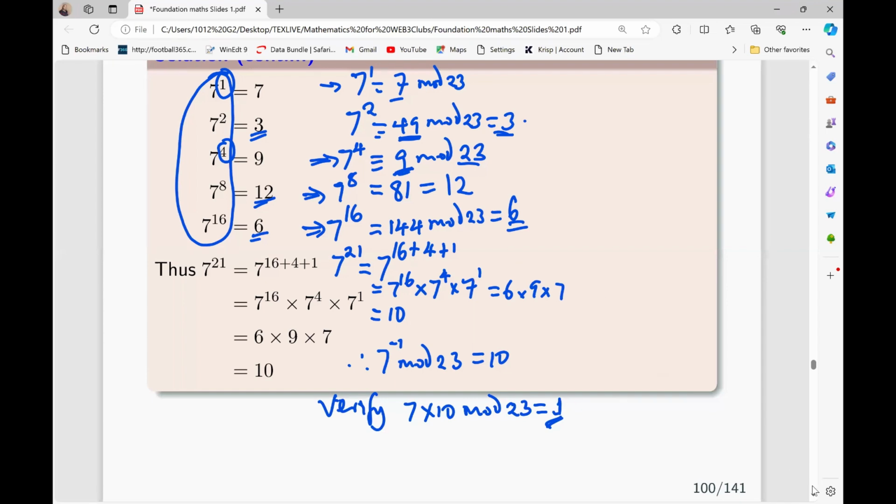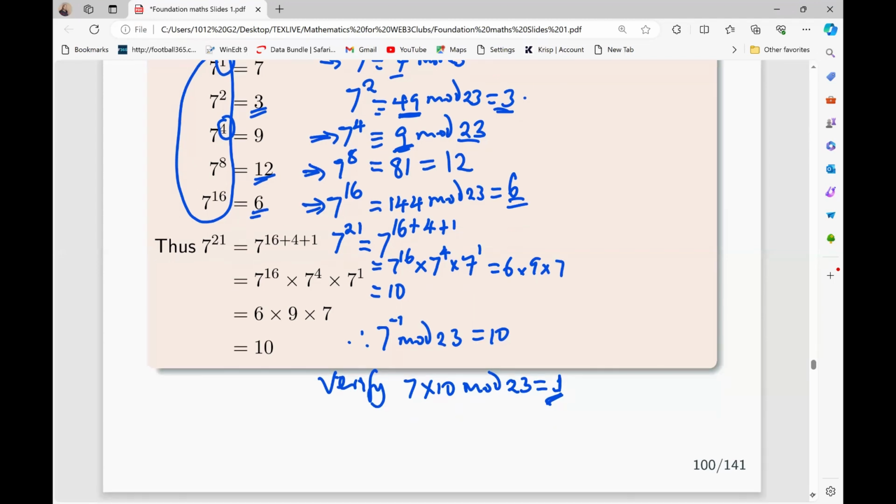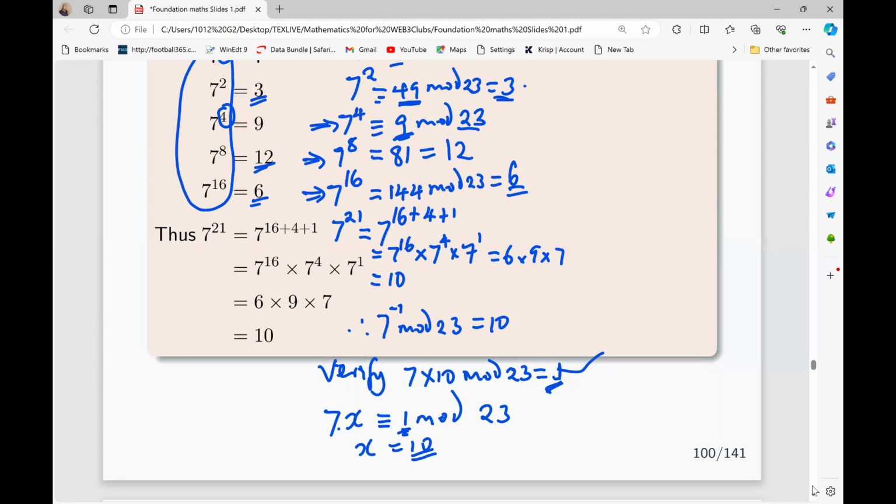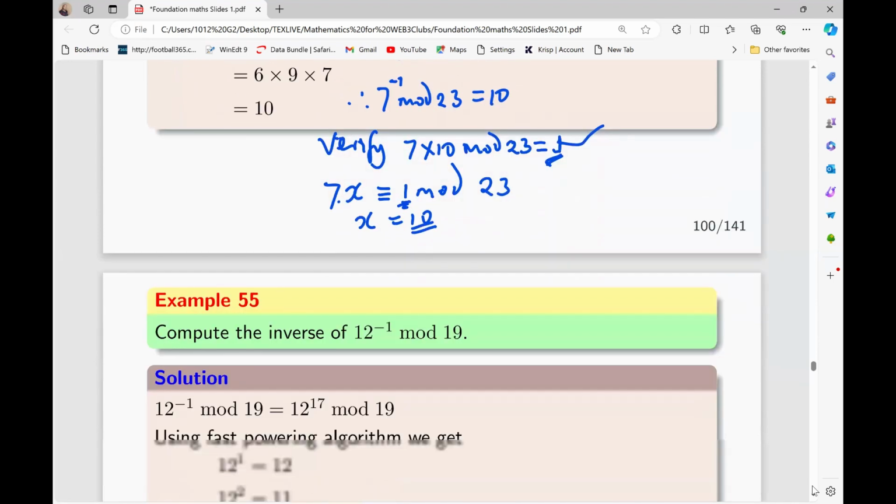In fact, the other way, using the Euclid's algorithm, this will be the same as 7x is congruent to 1 mod 23. So that means our x here is 10. That's what it means. 10 times 7 gives you 1 mod 23. In fact, that's what we got here. Now, again, I just want to show you how to do this so that we are familiar with it. Let's do the next example.